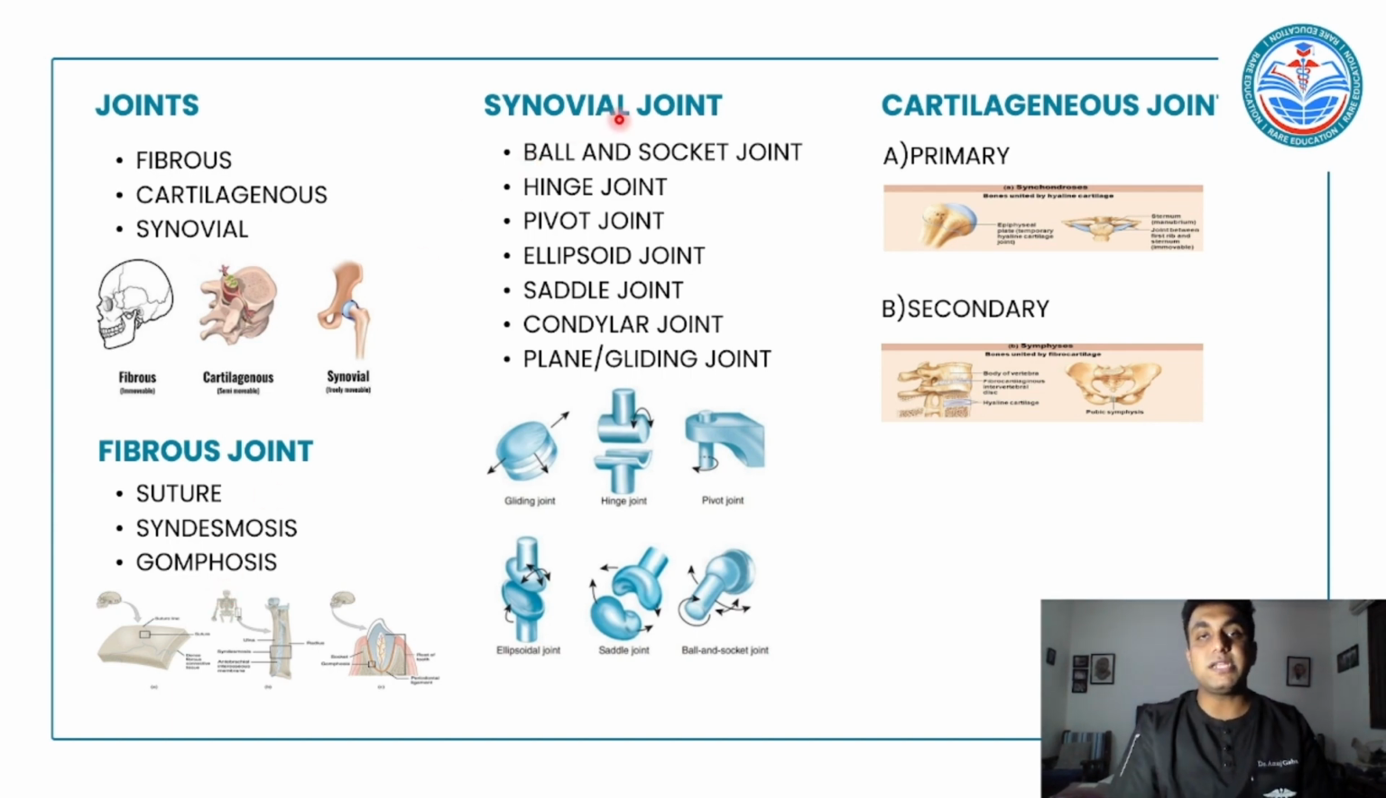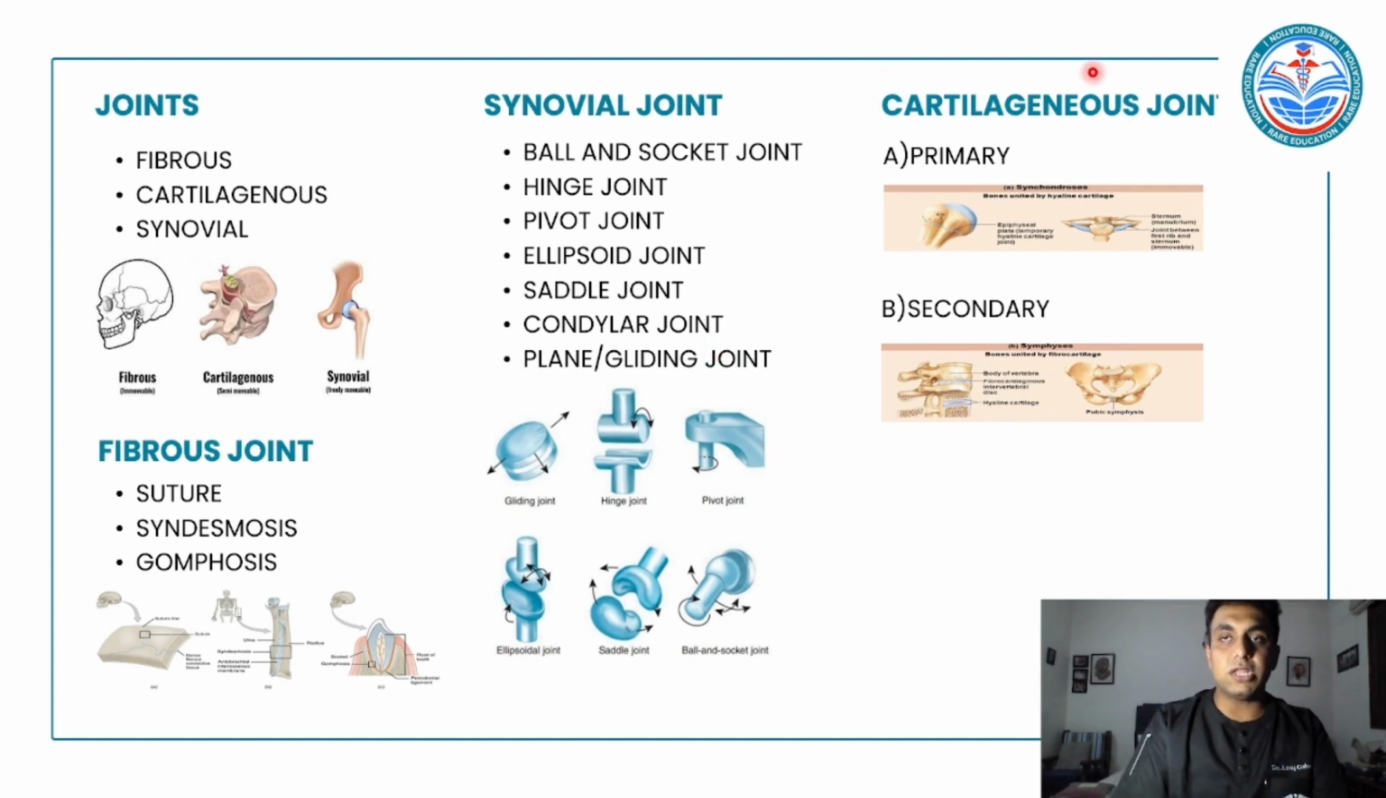Now, synovial joints. You have to remember that synovial joints are of different types: ball and socket joint, hinge joint, pivot, ellipsoid, saddle, condylar, and plane and gliding joint. Don't worry, I will give you a list of the joints and the examples that you have to remember, which is probably going to come in the next exam. So please read that, remember that, revise that again and again.